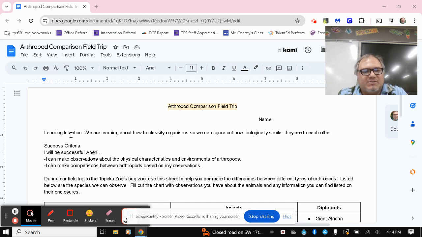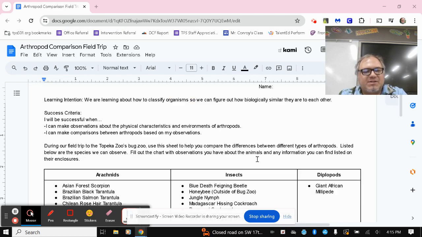So, learning intention, we're learning about how to classify organisms so we can figure out how biologically similar they are to each other. Again, we are dealing with animals that are all arthropods, but we're looking at some specific classifications within that. Success criteria: I'll be successful when I can make observations about the physical characteristics and environments of arthropods, and I can make comparisons between arthropods based on my observations.